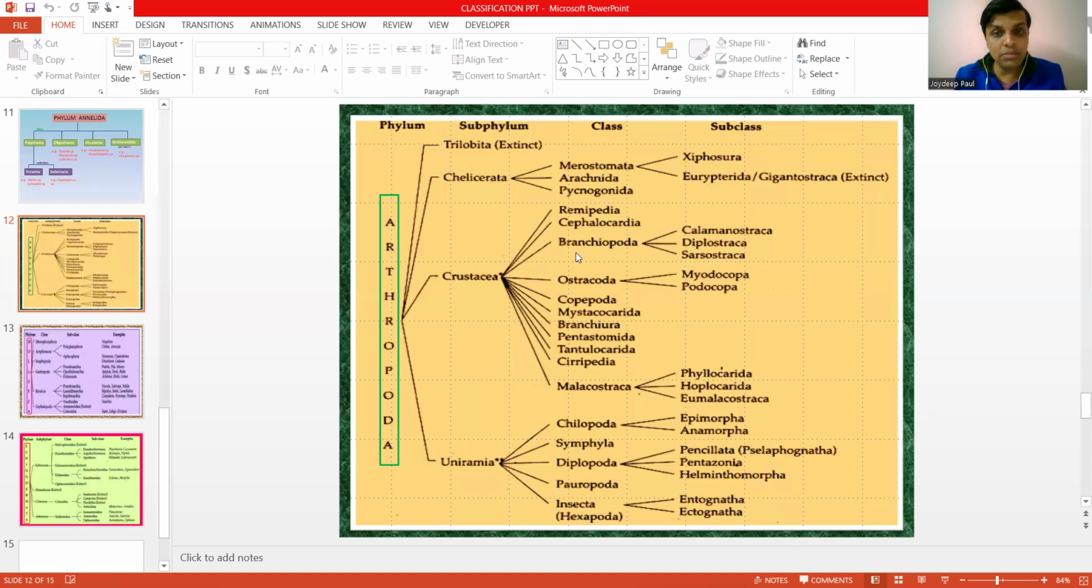Class 1 is Remipedia. Body comprises a short carapace-less cephalothorax and a long trunk of over 30 similar segments, each with a pair of leaf-like lateral limbs. Example: Speleonectes sp.